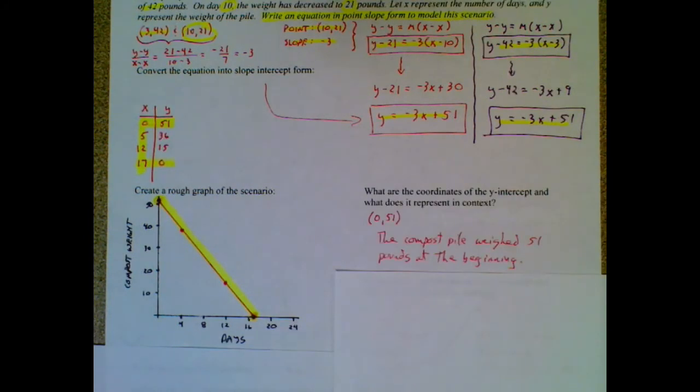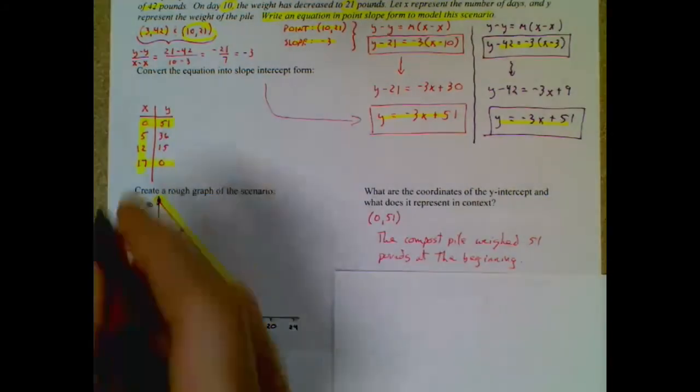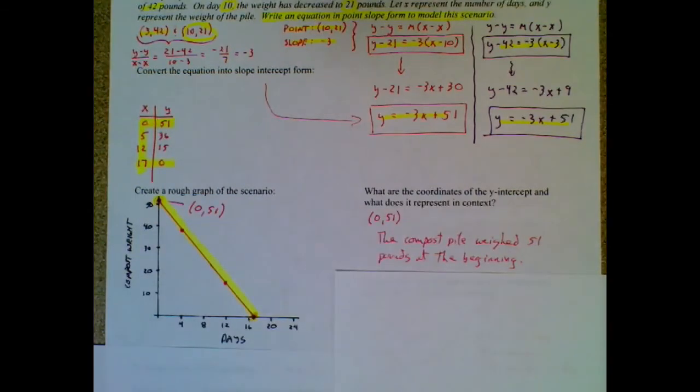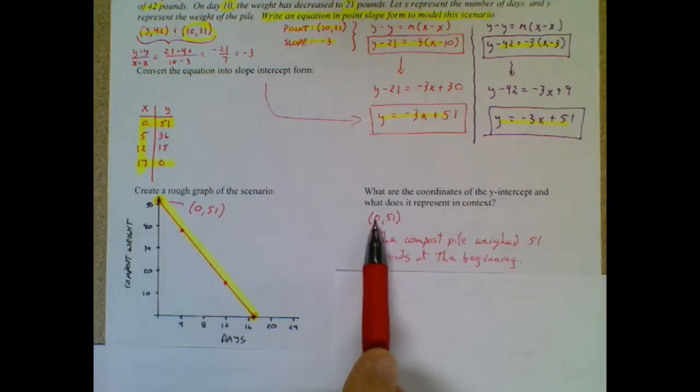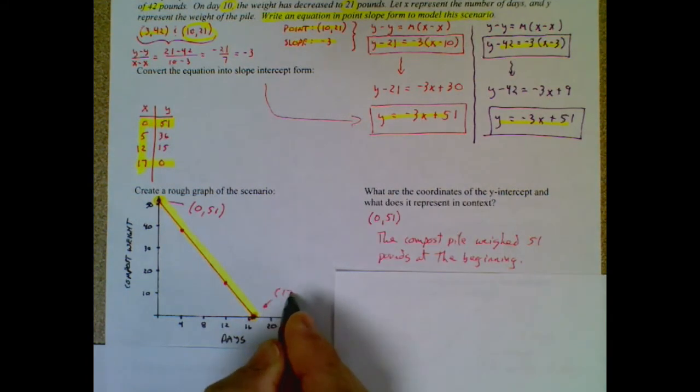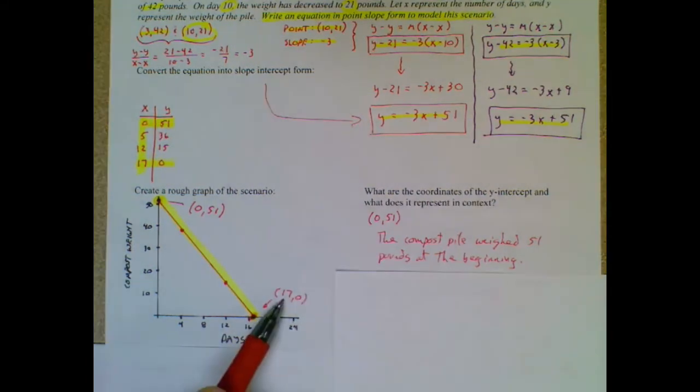As usual, the x- and y-intercepts represent something. My y-intercept, 0 comma 51, is telling me that on day 0, when we haven't really started the scenario yet, the compost pile weighs 51 pounds. It starts out at a weight of 51 pounds. By the way, this intercept down here says 17 comma 0, and that's telling me that after 17 days, the compost pile has composted down to a weight of 0.